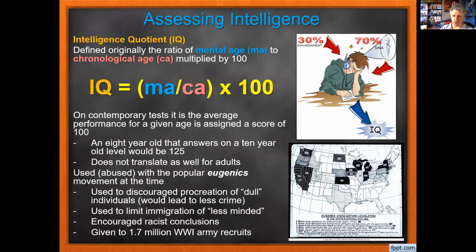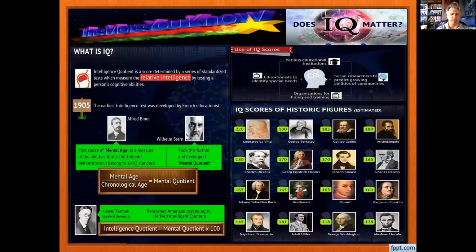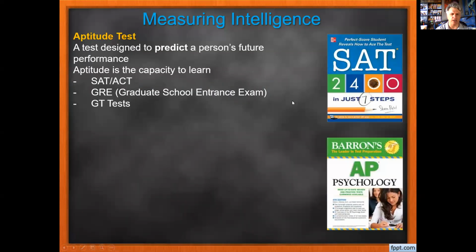It could lead to the idea of eugenics. You're not smart, you should be castrated so you don't have kids. We shouldn't let certain people into the country who aren't smart, and so on. But I got someone from Italy taking a test in English. It doesn't necessarily mean whether they're smart or not, or even if that could be a qualification. There are some things here about IQ scores of historic figures along those lines as well.